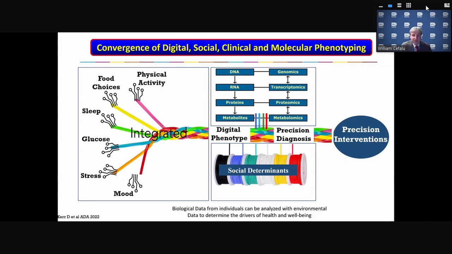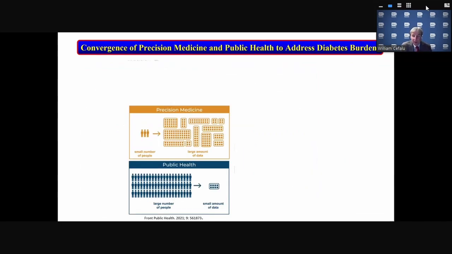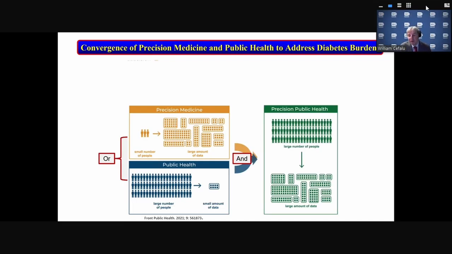So a nice study that was done a few years ago said that for precision medicine and public health, there needs to be convergence. Precision medicine, public health, it shouldn't be one or the other. The argument from this particular paper, a very nicely done paper, is this concept called precision public health.